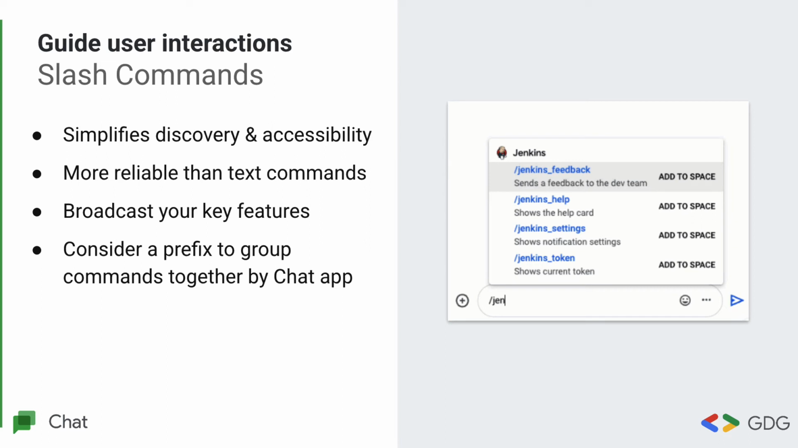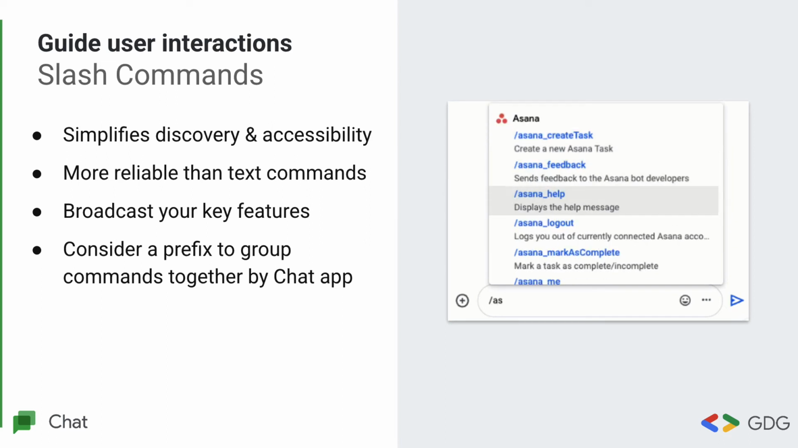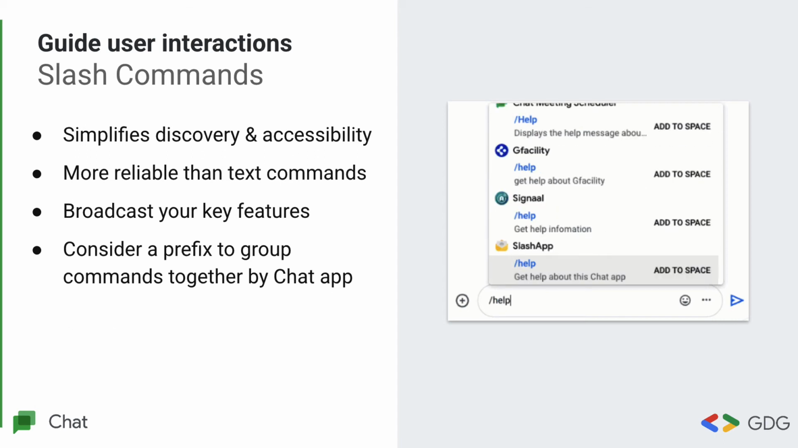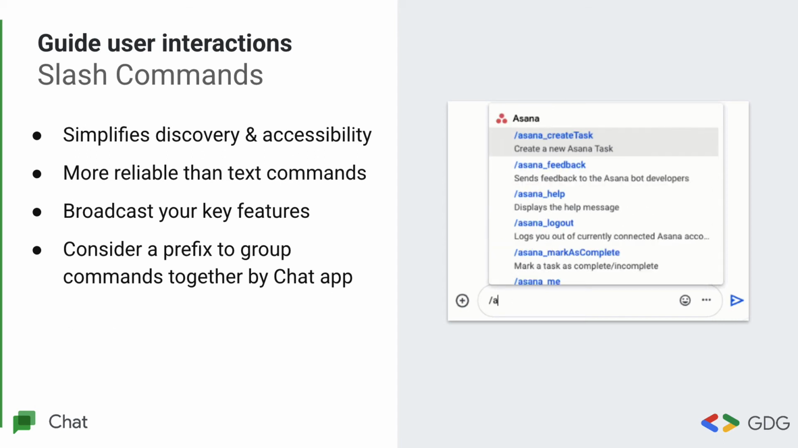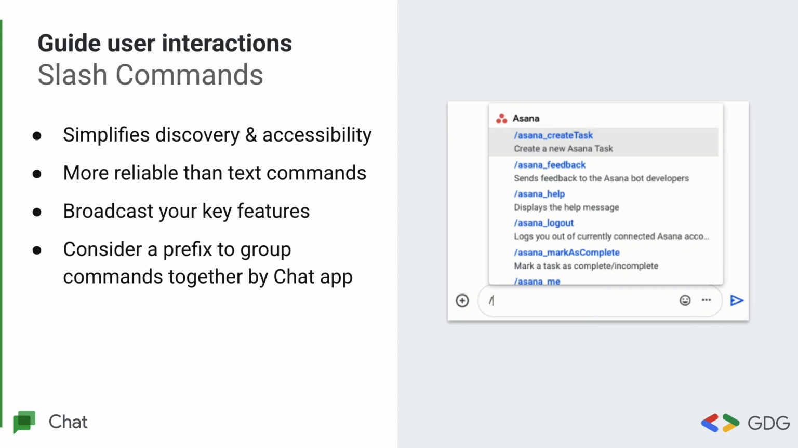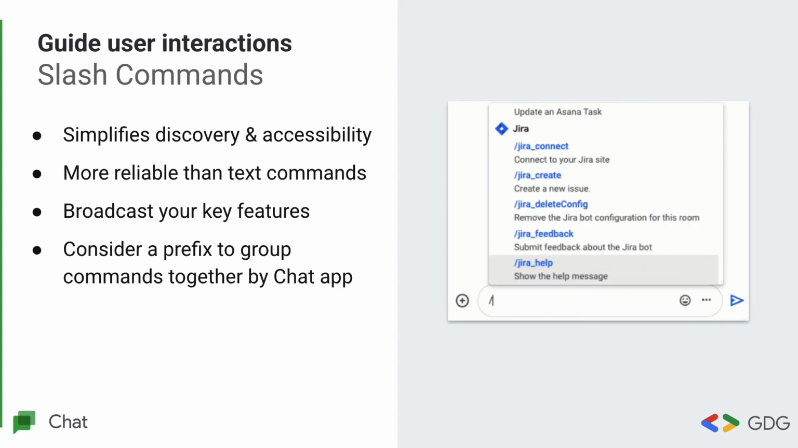Naming is super important too and something you need to plan out. Short, clear names that represent the interaction are a must. A solid matching description will help too. You will notice your commands can be blended in with other chat apps as well. One common convention is to prefix your commands with your app name. That will make them easily identifiable and grouped together and easier to access and use.